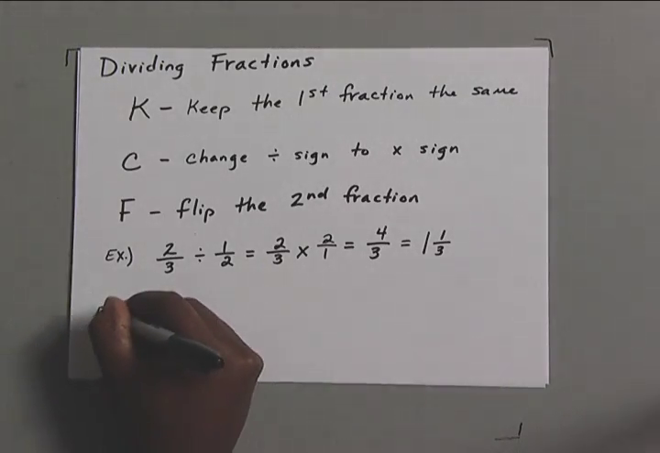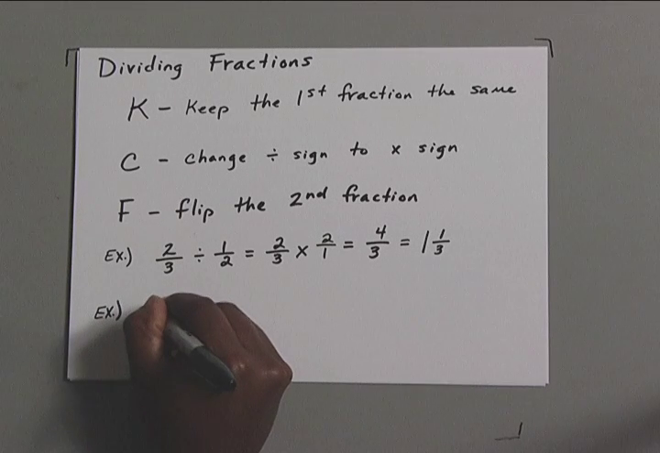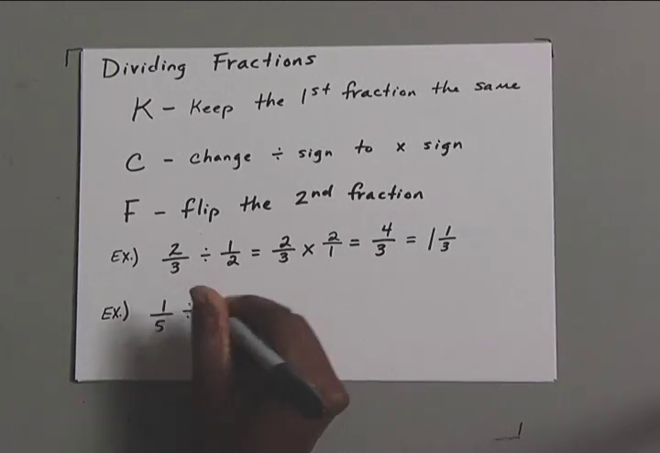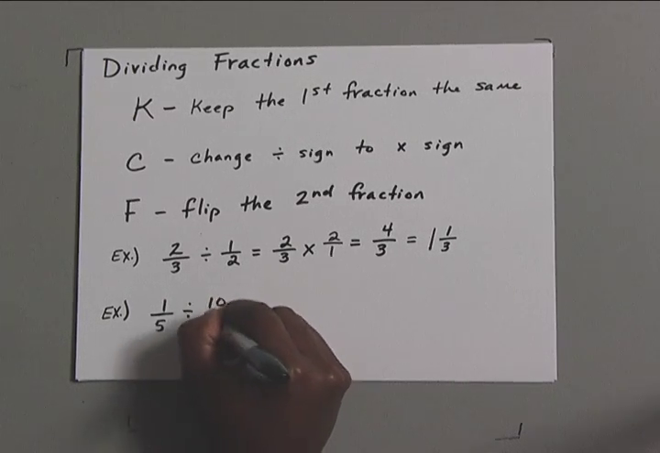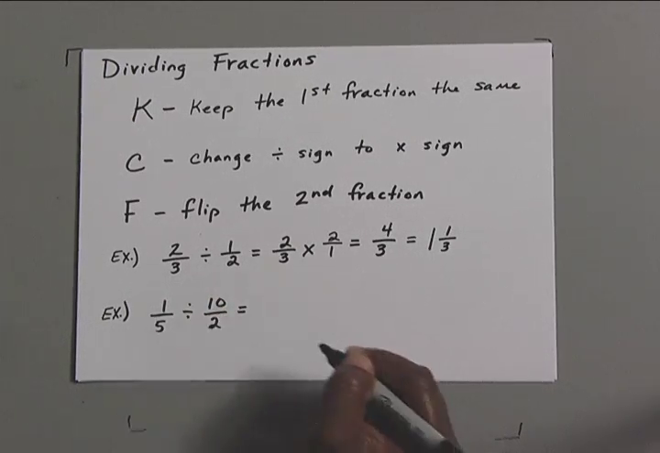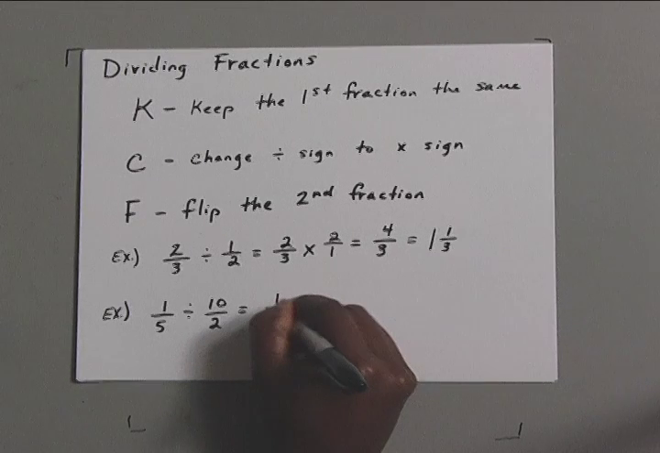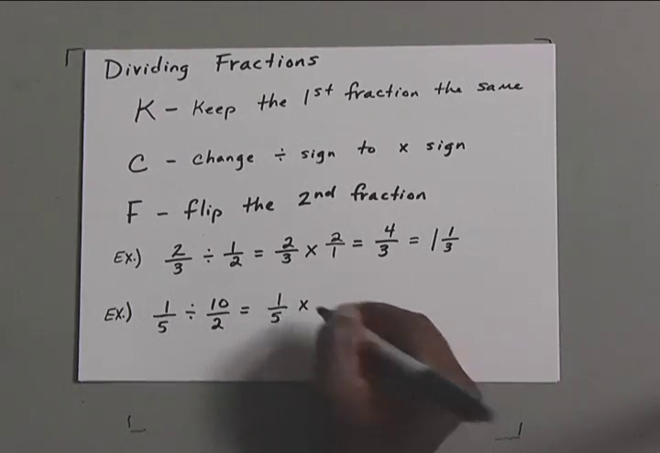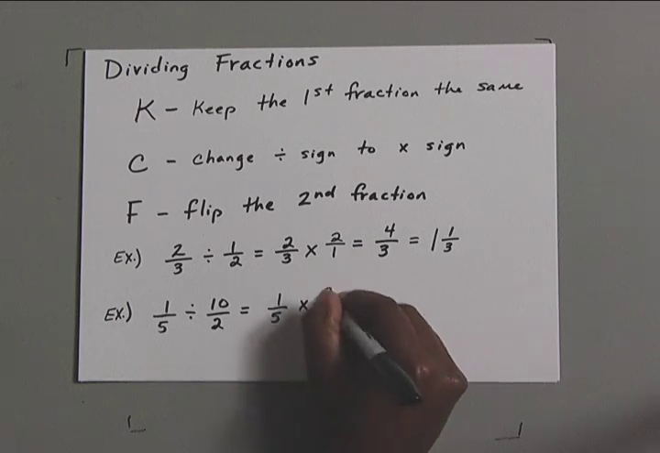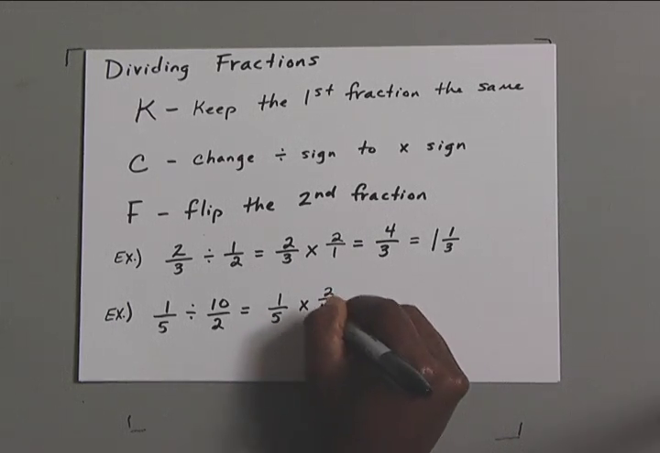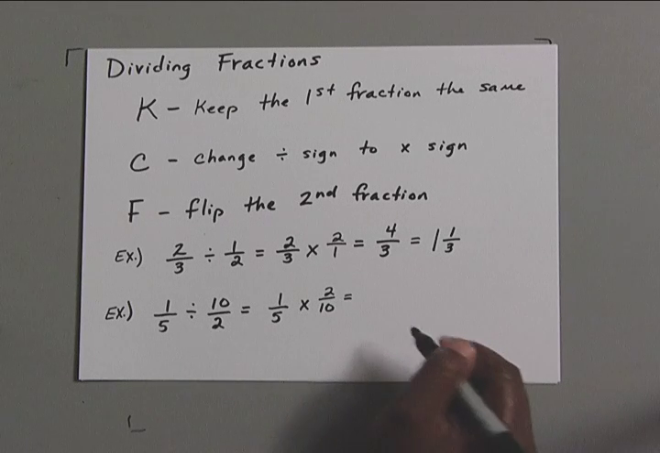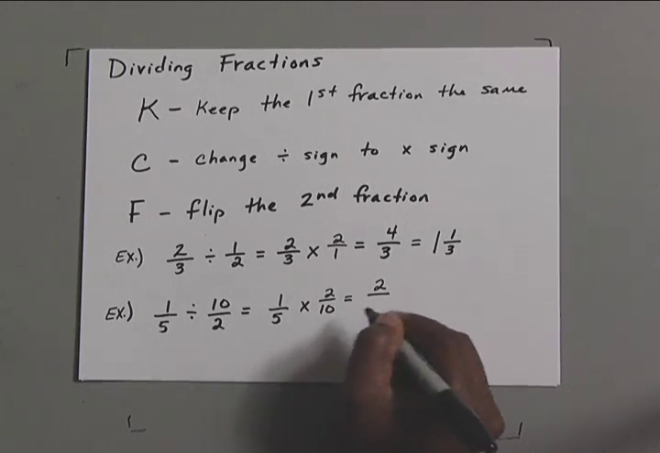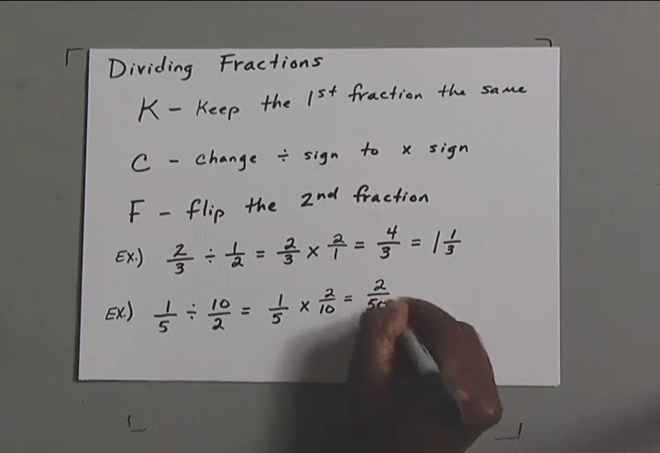Let's take a look at that one more time. We have 1/5 divided by 10/2. We're going to keep our first fraction the same. We change our division sign to multiplication, and then we flip the second fraction. When we do that, we have 1 times 2, which is 2, and 5 times 10, which is 50.